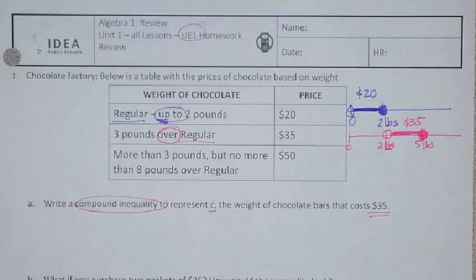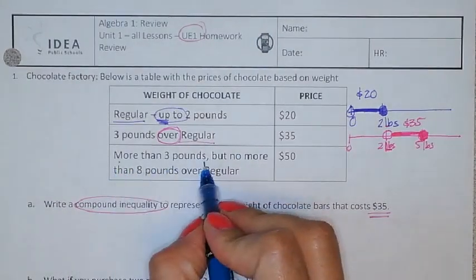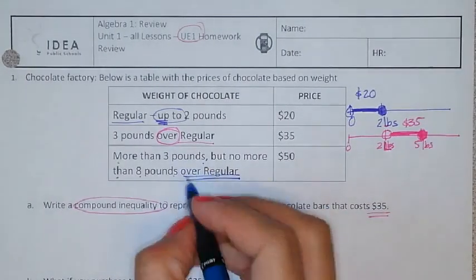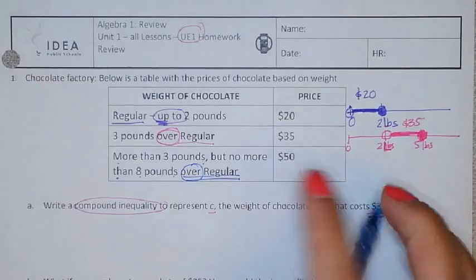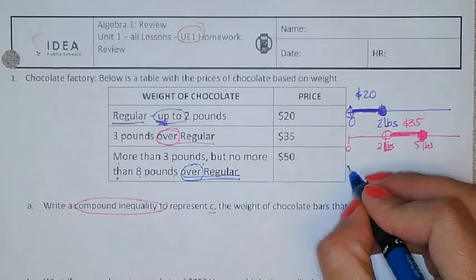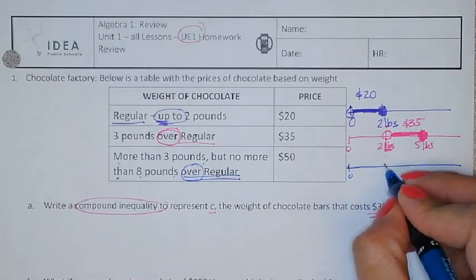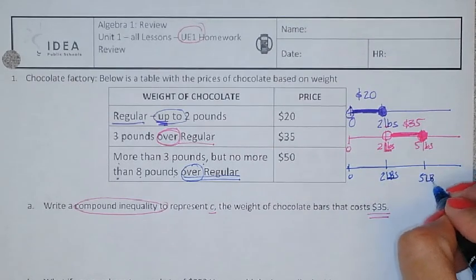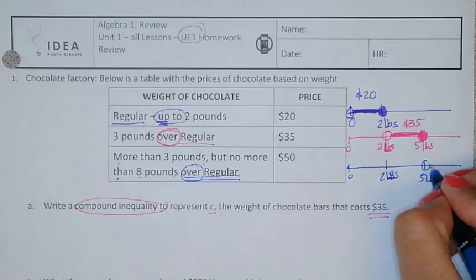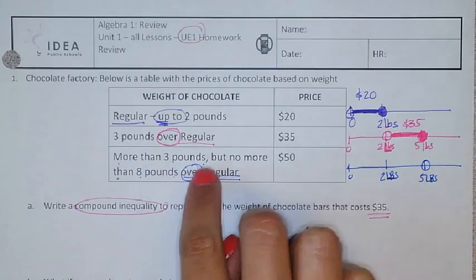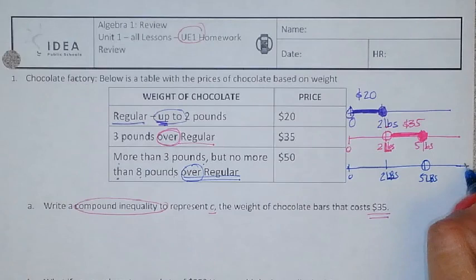Okay? Finally, I have the last category of $50. It says more than 3 pounds, but no more than 8 pounds over the regular. Okay? So again, over the regular vocabulary again. That means I have to add the regular, right? So more than 3 pounds over the regular would be 3 plus 2, which is 5. So I'm drawing my graph again. 0, this is 2 pounds, this is 5. Okay, so more than 3 pounds would be here at 5, and no more than 8 pounds over the regular. So 8 pounds over the regular would be 8 plus the 2, right? So it's 10. So all the way to 10 over here.